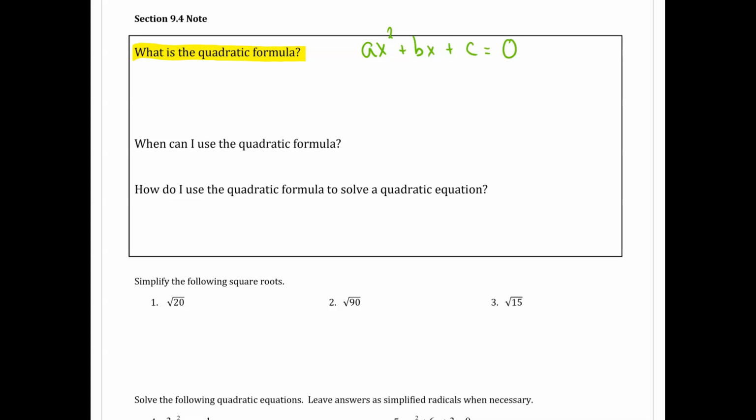So don't laugh, and you'll only hear this once from me, x equals opposite b plus or minus square root b squared minus 4ac all over 2a.